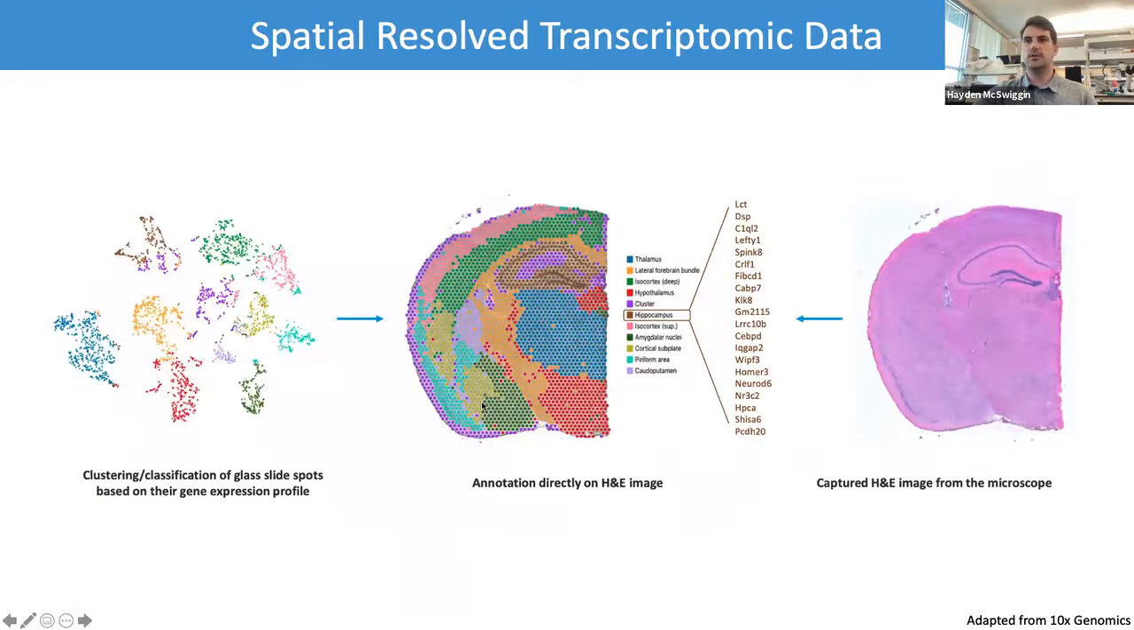So this is kind of the results that you'll get from this experiment. Again, you have clusters of spots that represent different transcription profiles, and you can overlay these spots onto your histology section and look at the gene expression signatures there.